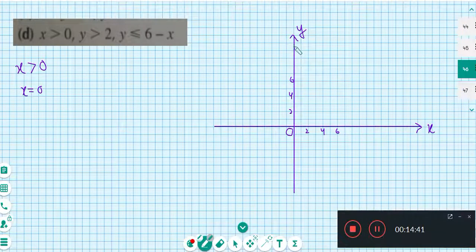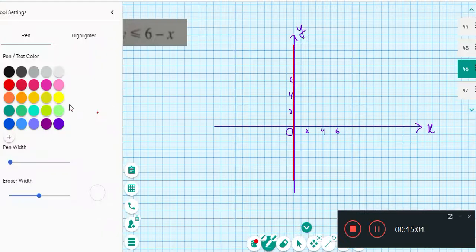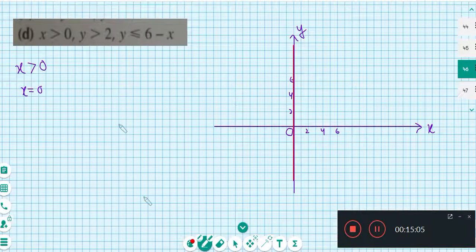So we have two points. The first point is 0, 6. So where is 0, 6? This point, and 6, 0 will be this point. Okay, joining these two points, you have a straight line with the black color.